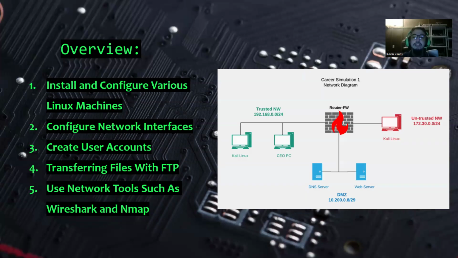Now, you can note that each one of these networks has a different prefix for the IP address. On the left-hand side, we have 192 addresses for the trusted network. For the DMZ, we have 10.200 addresses, and for the untrusted network, we have 172 addresses.